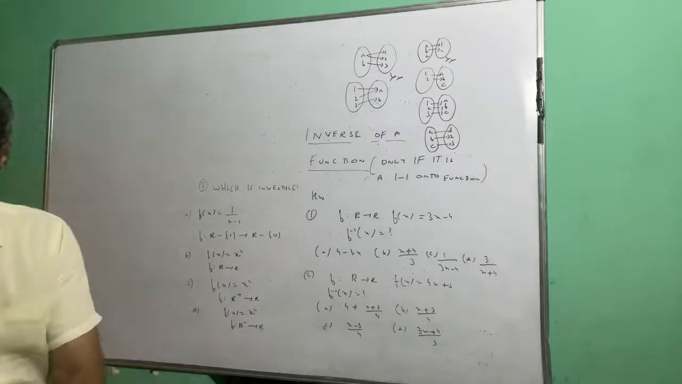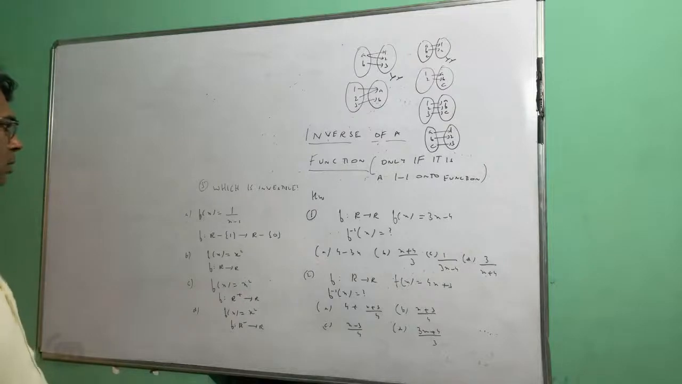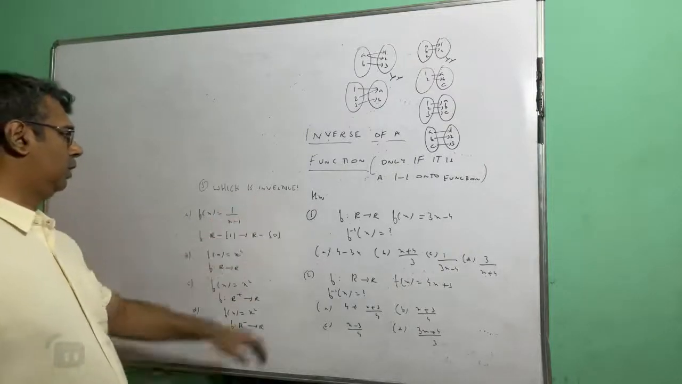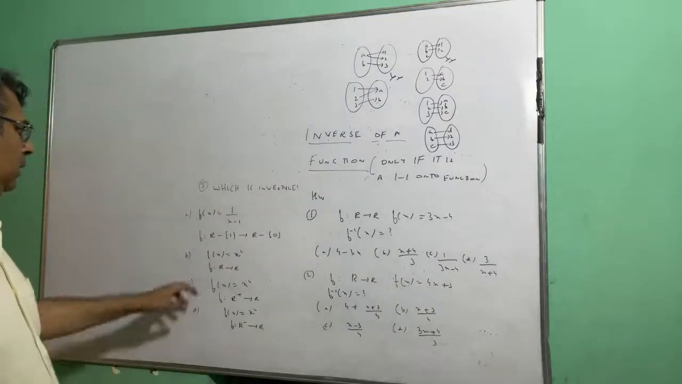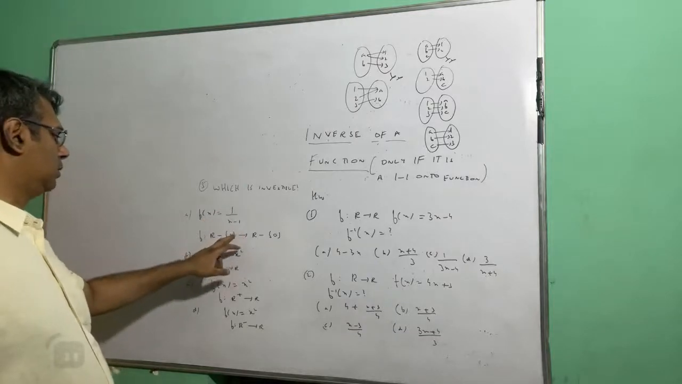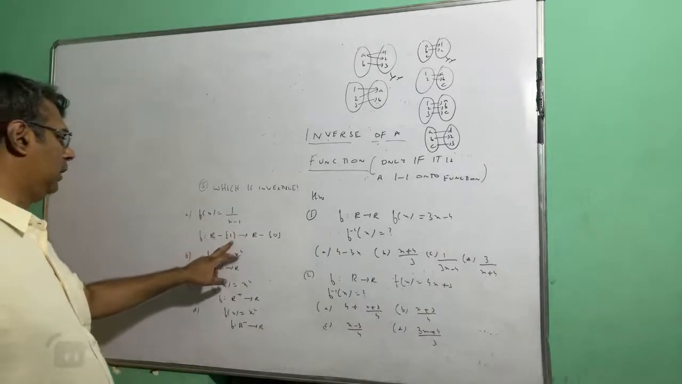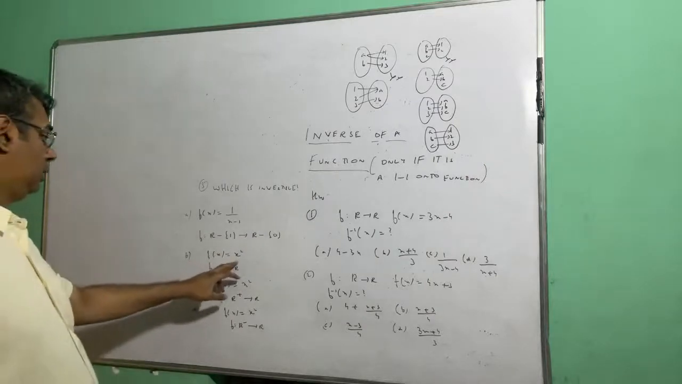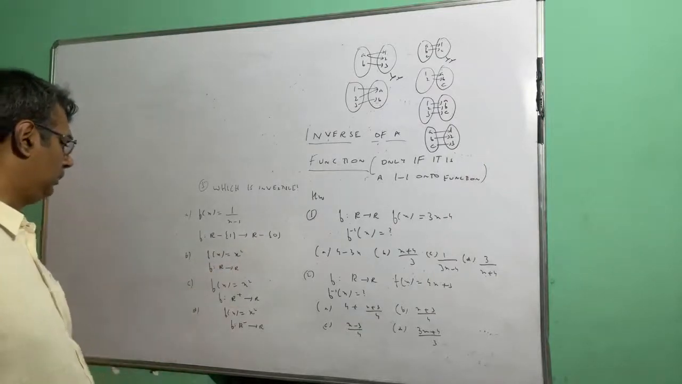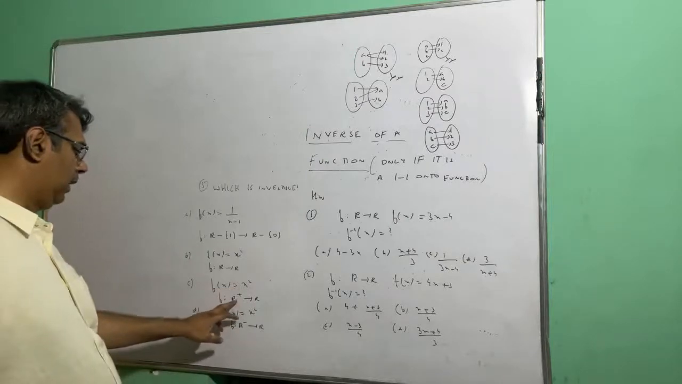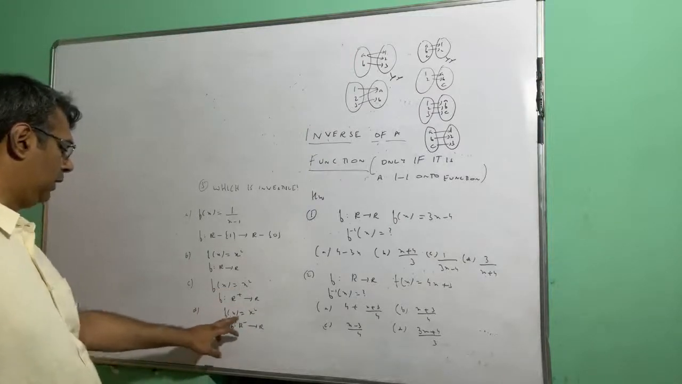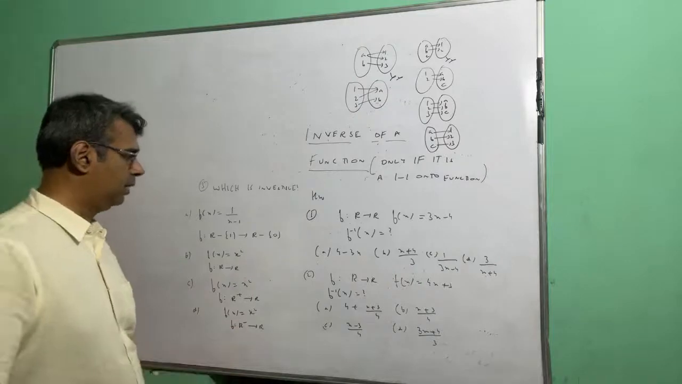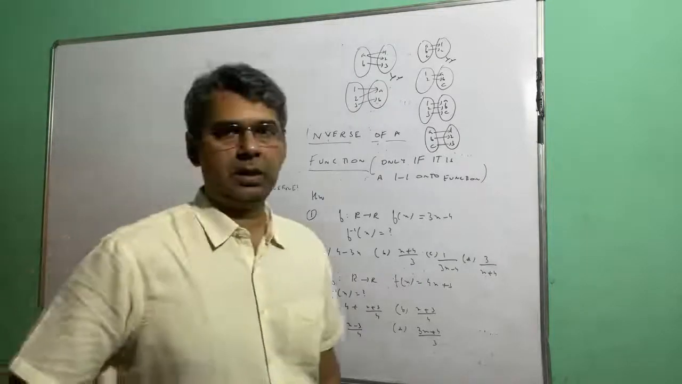Okay, then we come to the last homework question of today. Which of the following is an invertible function? First, f(x) is 1 by (x minus 1), f maps real numbers minus 1 to real numbers minus 0. Second, f(x) equal to x square, f maps real to real. Third, f(x) equal to x square, f maps positive real to real. Fourth, f(x) equal to x square, f maps negative real to real. So these are the 3 homework questions.